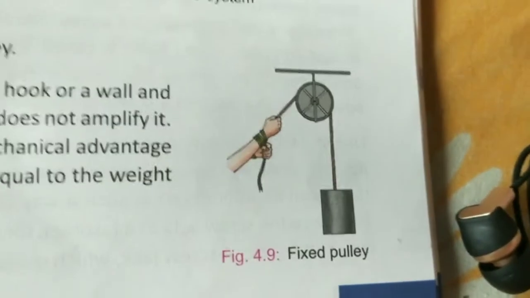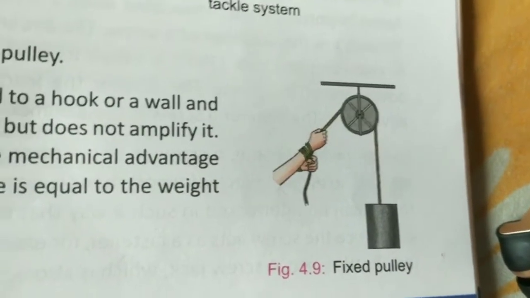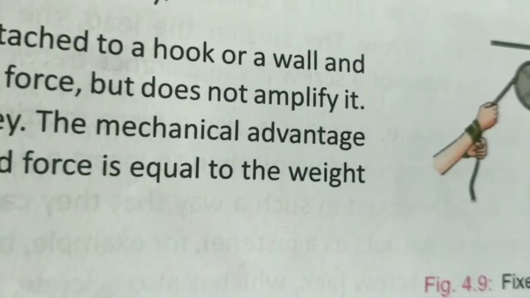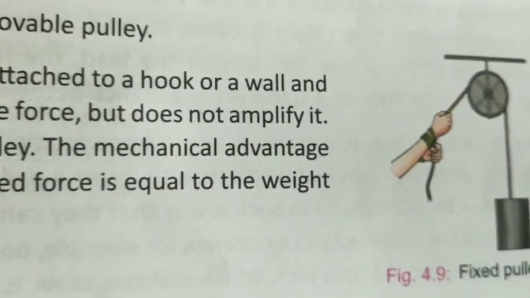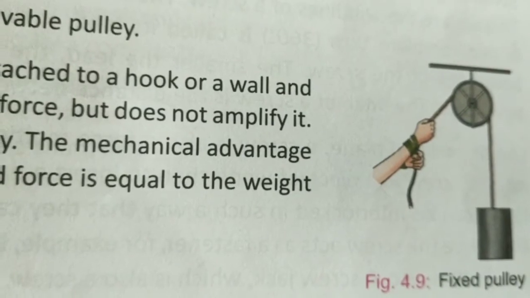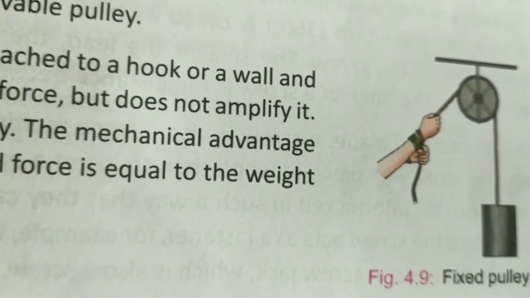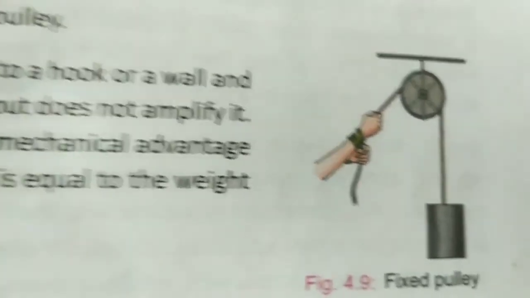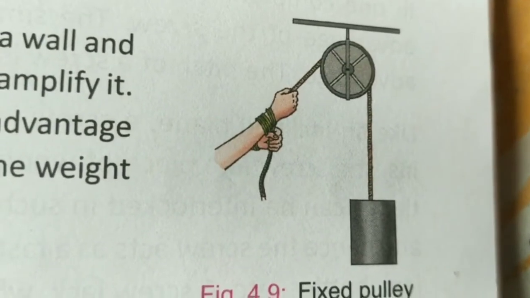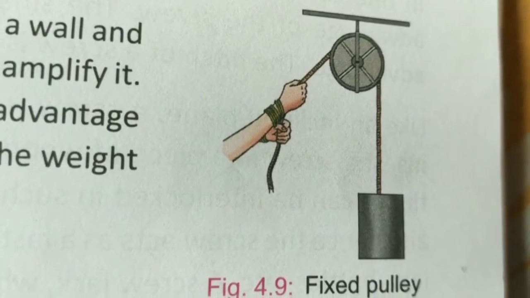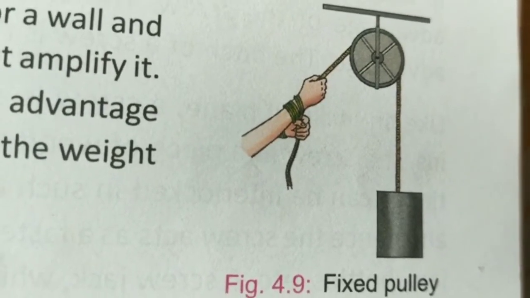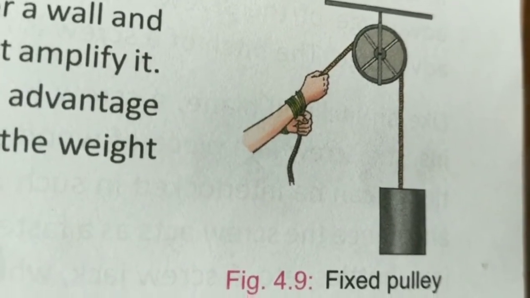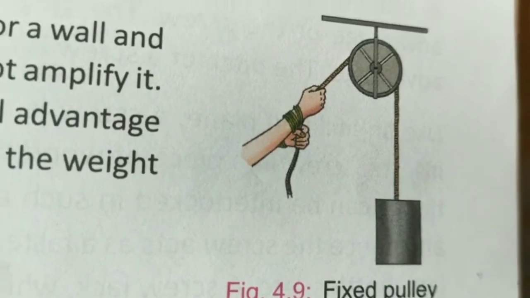The fixed pulley is attached to the hook of a wall, and it doesn't move, and it only changes the direction of the force applied. So the mechanical advantage of this fixed pulley is 1. Whatever the load which is to be lifted, the applied force should be equal to the weight of the load.